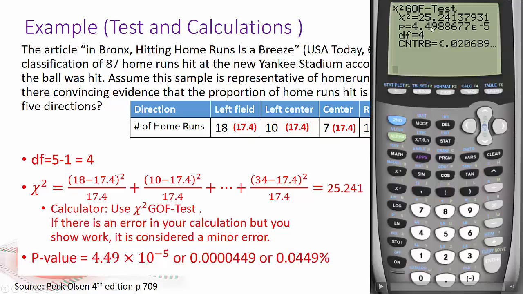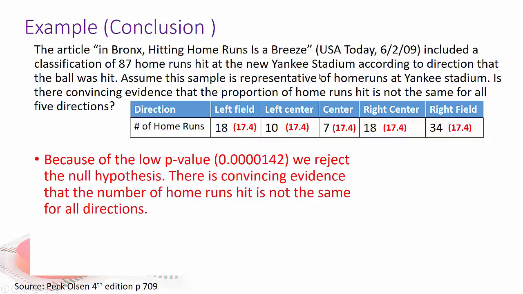So there's your chi-squared, and there's your p-value. So that's an incredibly low p-value. So we should reject the null hypothesis. There is convincing evidence that the number of home runs hit is not the same for all directions, all right? If I had had a large p-value, then all I could say is there's not convincing evidence to say that they're not the same in all directions. See how I'm kind of wording it about the alternative hypothesis instead of the null.